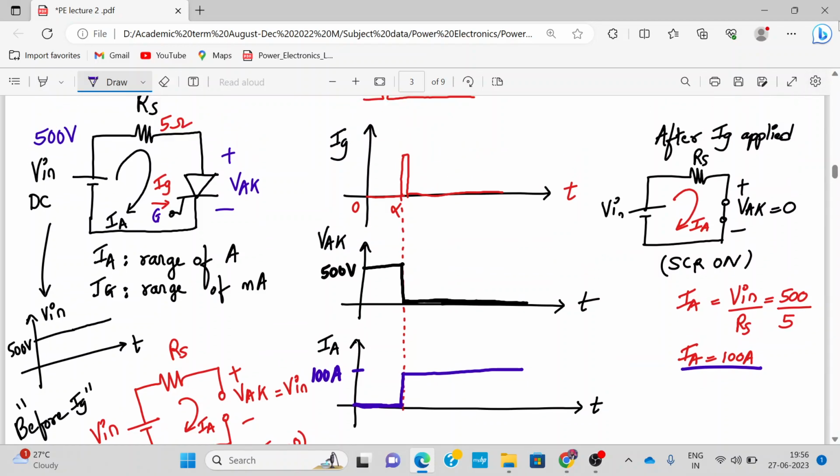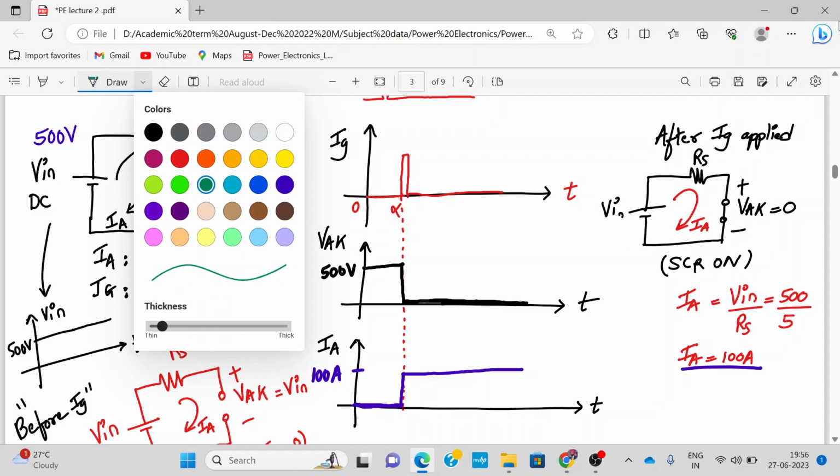So once both the conditions are met, that is VAK is positive, that is in the forward blocking mode, and the gate trigger is applied, the SCR turns on. And once it turns on, the voltage across the SCR is very small, it's zero, and the current starts flowing across it. Alright, so this is the behavior. So we can easily depict over here.